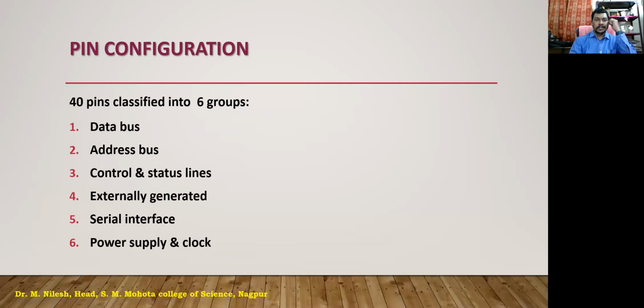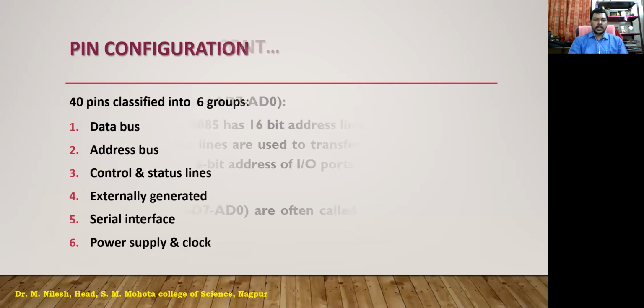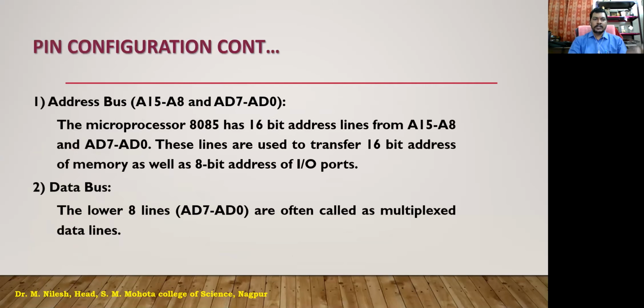Then this is about the pin configuration that we have studied. The pin configuration is divided into 6 major groups. The first one is the data bus, the second one is the address bus, the third one is control and status lines, the fourth one is externally generated signals and serial interface, and the last one is power supply and clock. We will be discussing this again, repeating it.